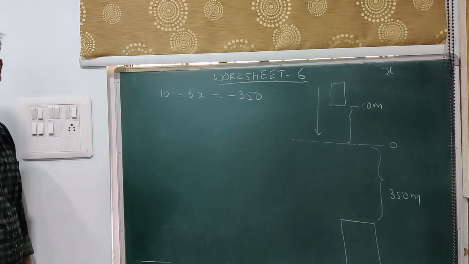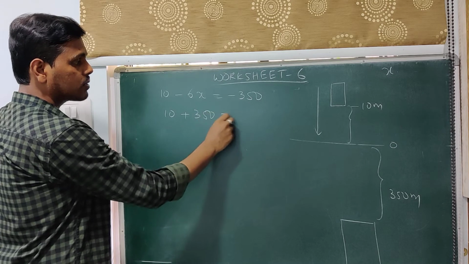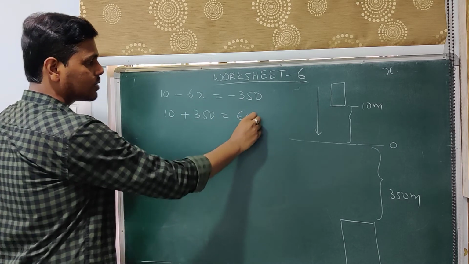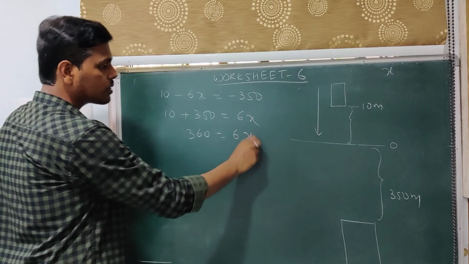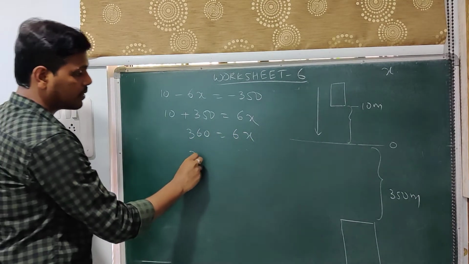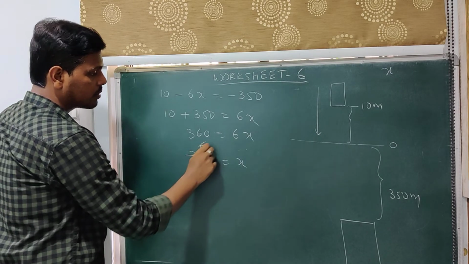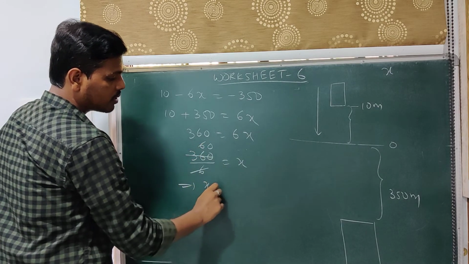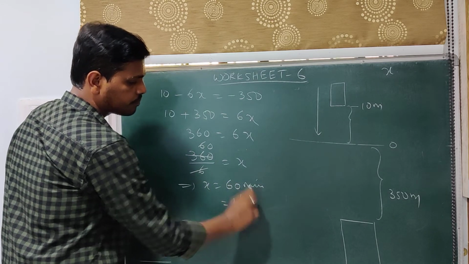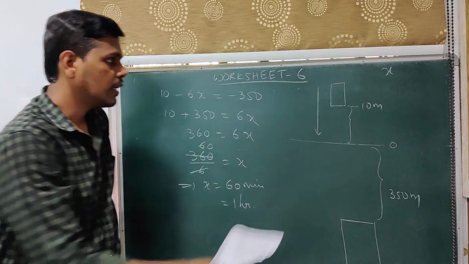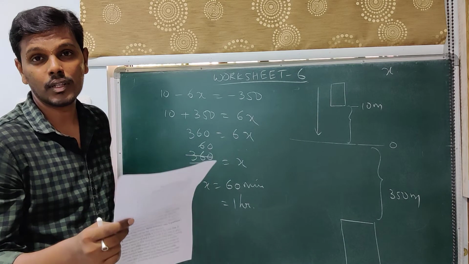This is a simple equation which we will simplify. 10 minus 350, bring it on to the left hand side, plus 350 minus 6x, it becomes plus 6x. 10 plus 350 is 360 is equal to 6x. Bring this 6 to the left hand side. 360 by 6 is equal to x. 6 1s are 6, 6 6s are 36. So x is equal to 60 minutes. So 60 minutes or 1 hour, both are same, which means that after 1 hour the elevator goes 350 meters below the ground level. That is the meaning of it.